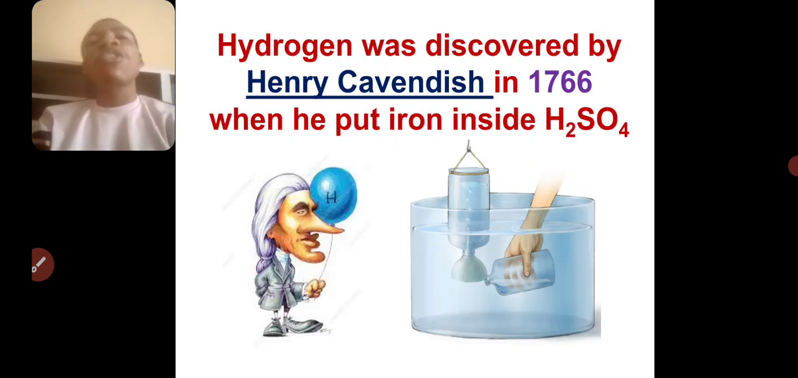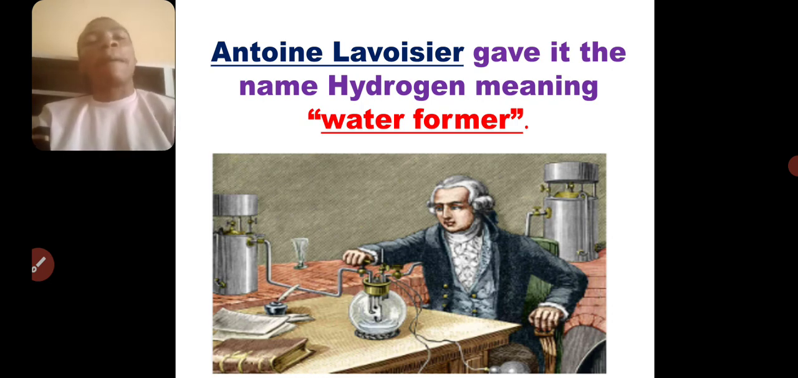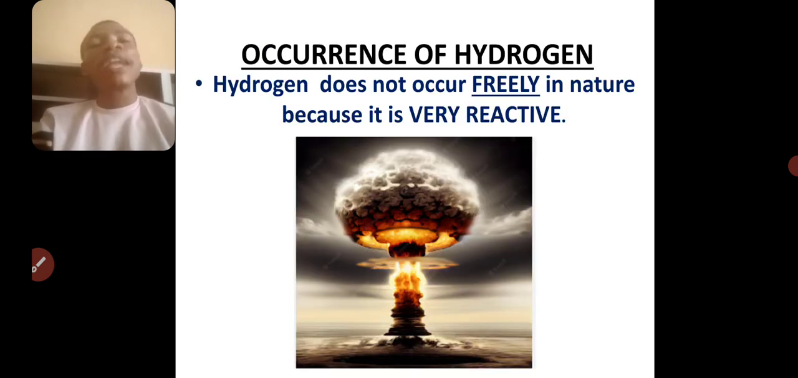Hydrogen was first discovered by Henry Cavendish in 1766. He put iron inside H2SO4 and discovered that a colorless and odorless gas was produced. The gas was later named by Antoine Lavoisier as hydrogen. Hydrogen means water former. That's the meaning of hydrogen.